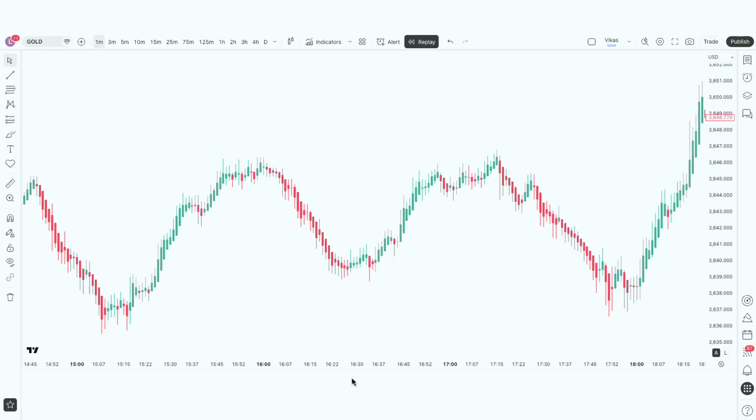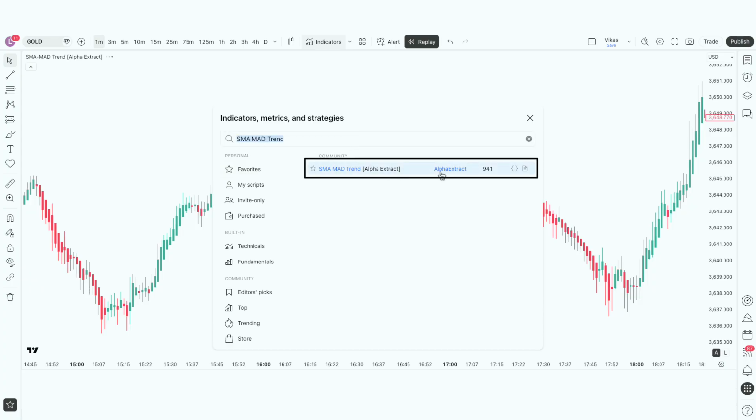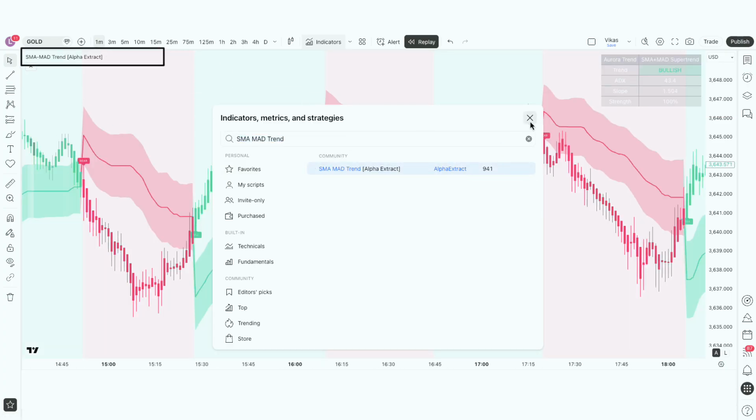Let's start the video. We open the gold 1-minute chart. And don't sweat the time frame either. Next, you'll want to find those magic indicators. Head over to the Indicators tab and search for the SMA MAD trend. Select the indicator made by Alpha Extract and add it to the chart.